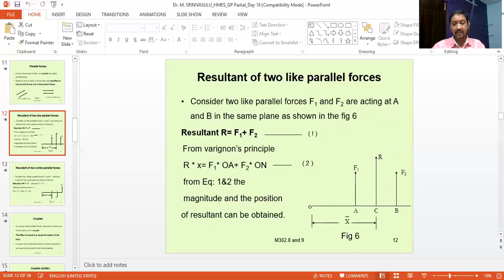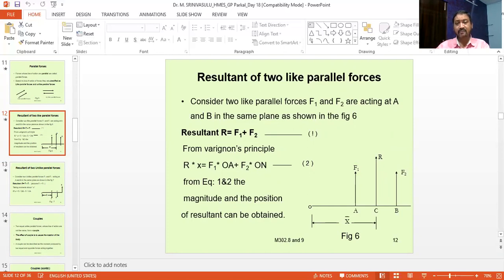That can be found by using the principle of moments, also called Varignon's principle of moments. As per this principle of moments, the moment of the resultant about any point in the plane of the forces should be equal to the algebraic sum of the moments of all the forces about the same point.